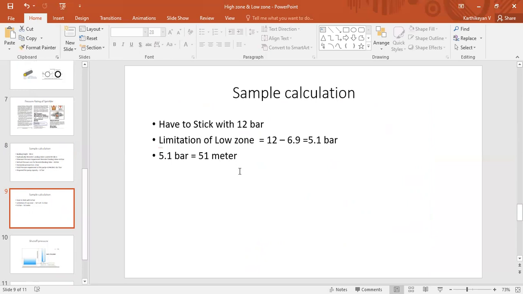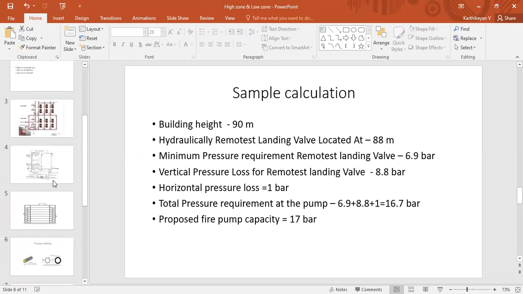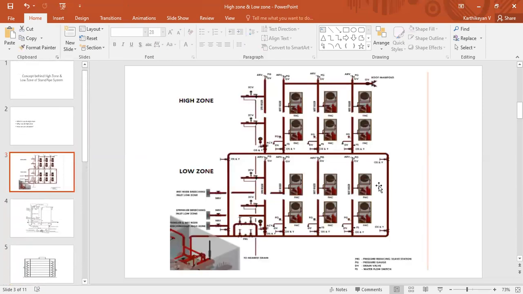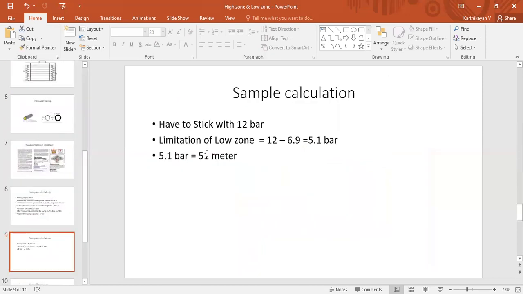For the high zone limitations, we are sticking with 12 bar. In the high zone, the landing valve minimum pressure requirement is 6.9 bar. So 12 minus 6.9 leaves 5.1 bar pressure. Converting 5.1 bar to meters, it is 51 meters. Here we determined up to which level the low zone will extend, and at which level the high zone should start. That is the value we have determined here.